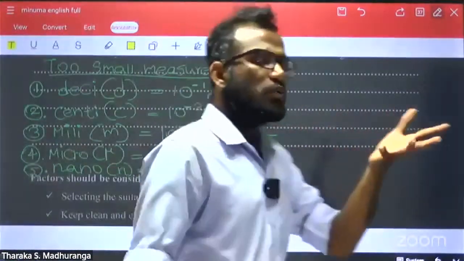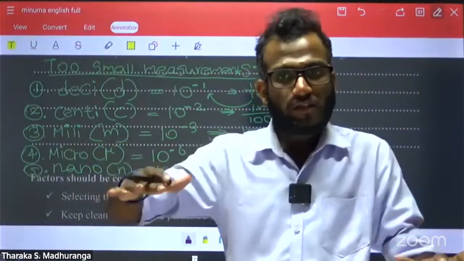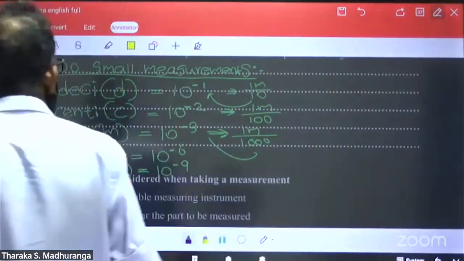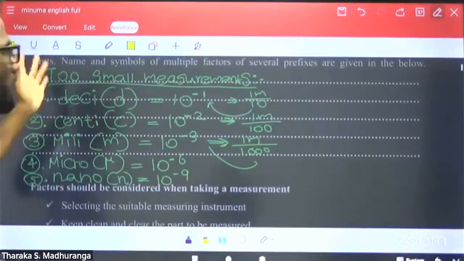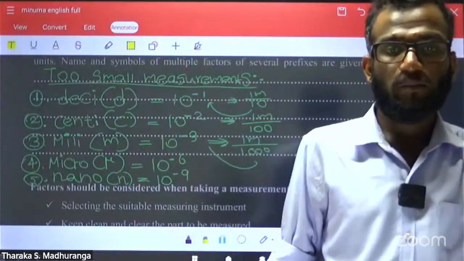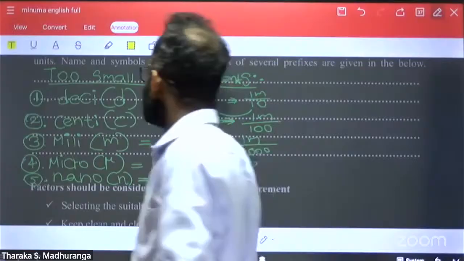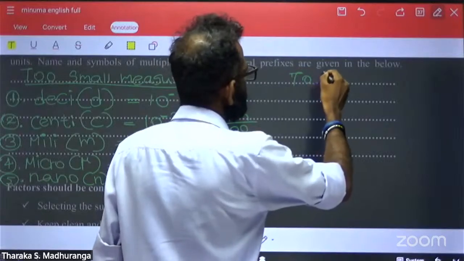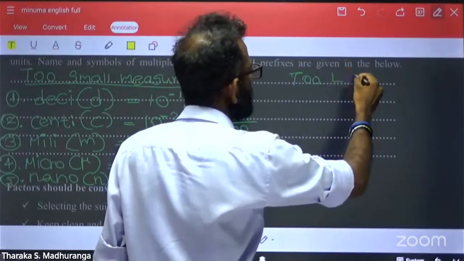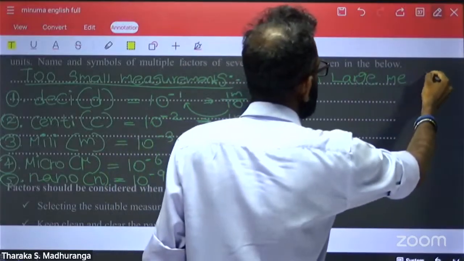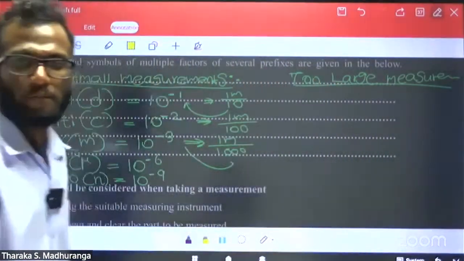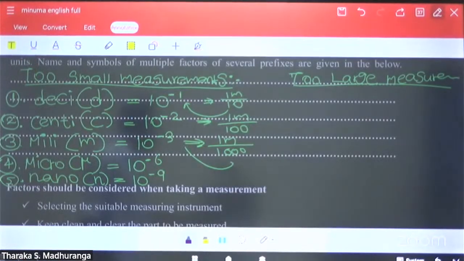I think now you can imagine what micrometer and nanometer are, and how small they are. They are the smallest units. For small measurements we express them like this: deci, centi, milli, micro, nano. They are prefixes. Now for large measurements, we can similarly use different prefixes.